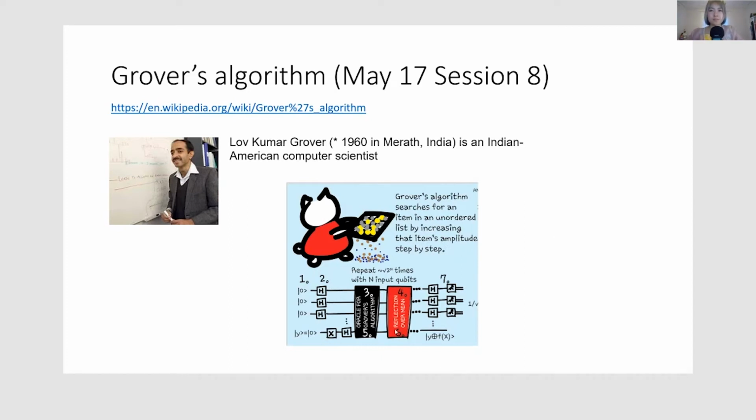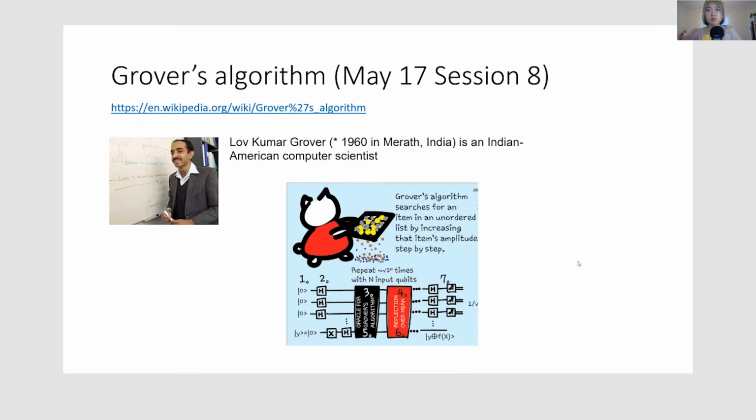So broadly speaking, if we just zoom out, not looking at the details, what this algorithm does is search for an item in an unordered, unsorted list. It's like doing this selection here. It can increase the amplitude or probability of the item that we're looking for. And it consists of a couple of boxes that we need to run in iterations.